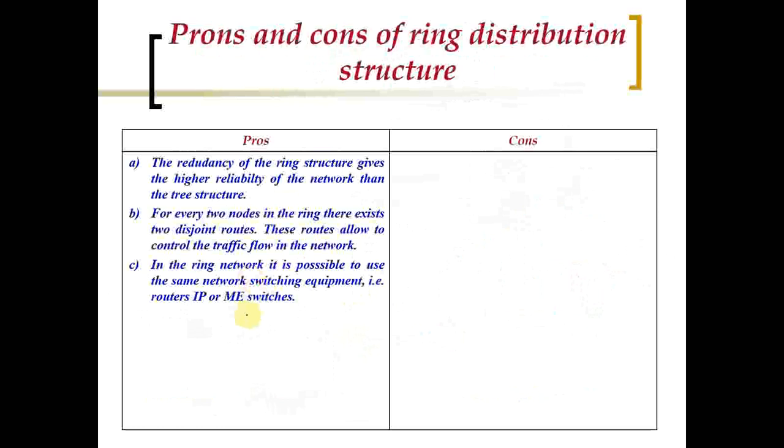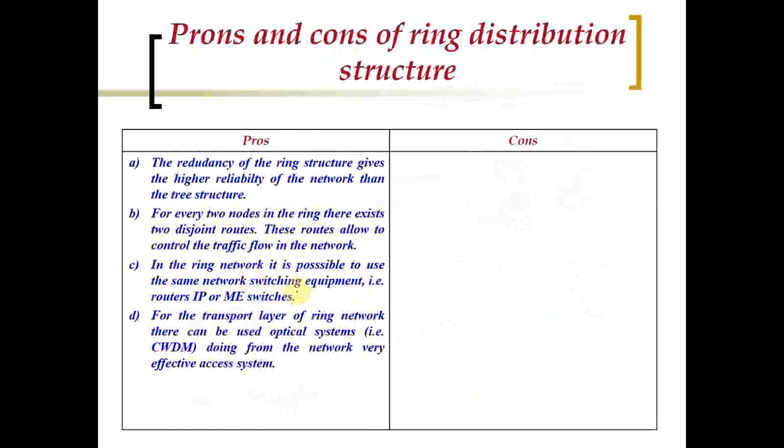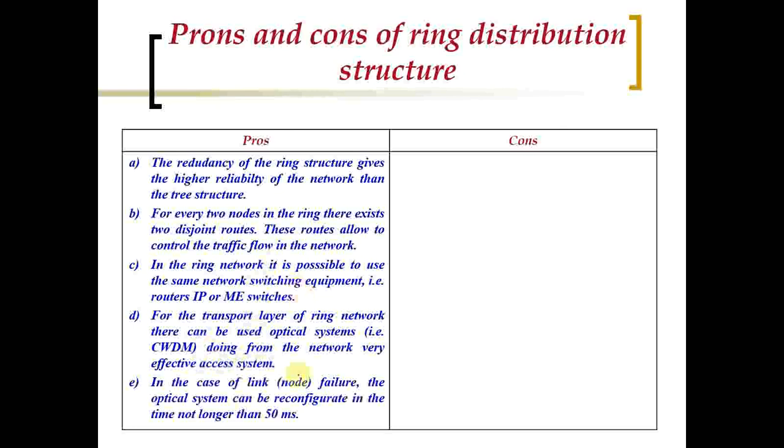In the ring network, it is possible to use the same network switching equipment, for example routers, IP routers, or metro Ethernet switches. For the transport layer of the ring network, optical systems can be used, for example the CWDM system, making the network a very effective access system. And in the case of a link or node failure, the optical system can be reconfigured in no longer than 50 milliseconds. So these were the pros and the cons.